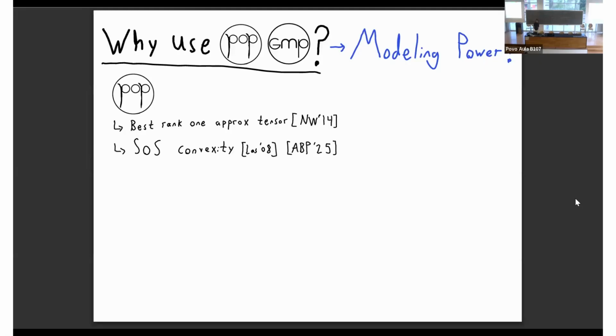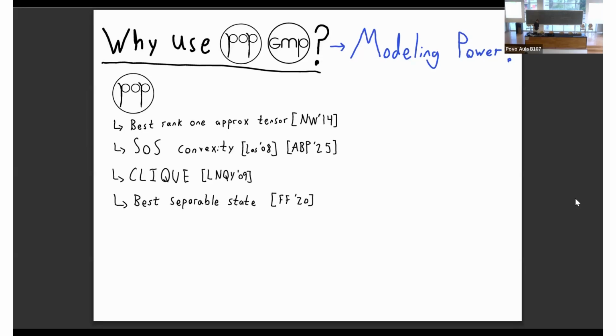So there's SOS convexity. This is to test convexity of a polynomial. This is on two spheres. The clique problem from graph theory is also cast this way on two spheres. Okay, but then more relevant maybe is this problem from quantum information theory about finding the best separable state. So if you're given a state which is potentially entangled, you want to find the best separable state that approximates it.